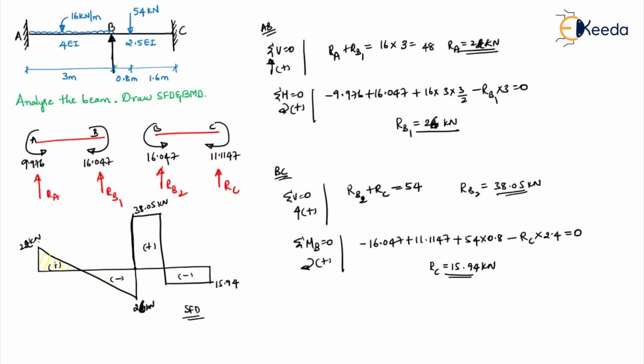Right, in the next lesson we'll solve the same problem, but here we have taken MA, MB and MC as redundants. So there we'll just change it and take different redundants and try to do the problem. Okay.